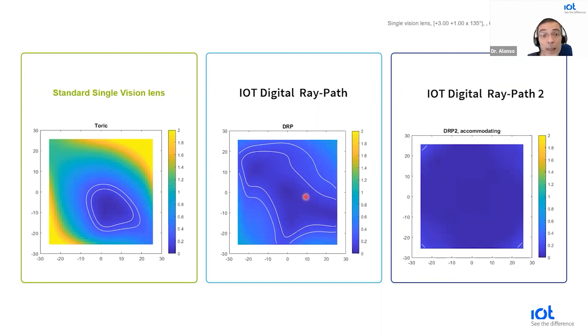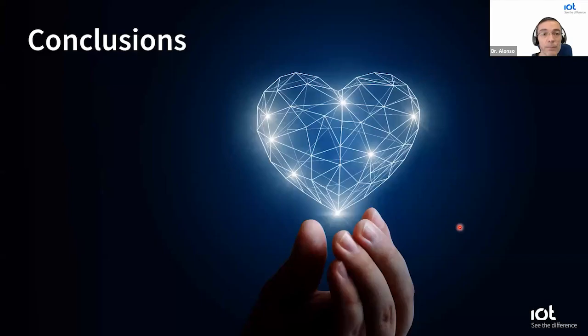We can see that digital ray path does a very good job in reducing this large blur, but still will have noticeable blur in a significant portion of the lens. Very small, but noticeable. And finally, with the new technology, IoT Digital Ray Path 2, virtually there is no noticeable blur at any point in the field of the lens.